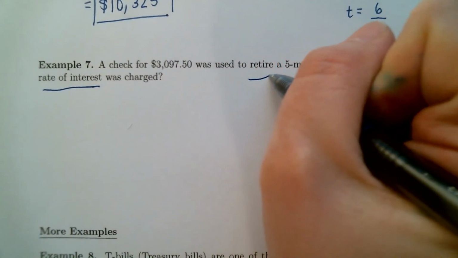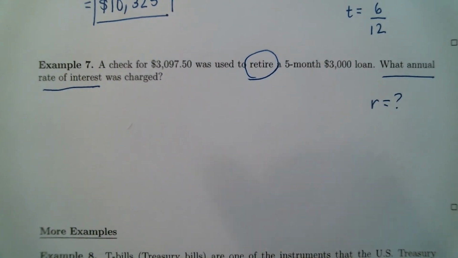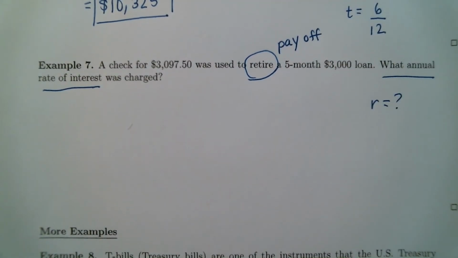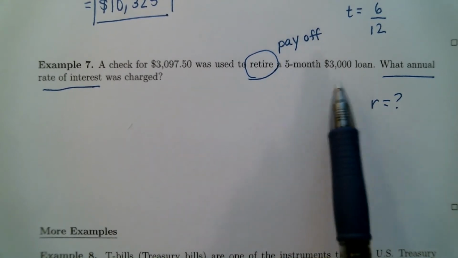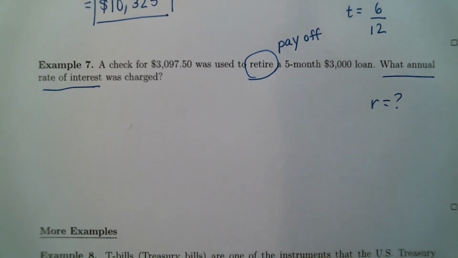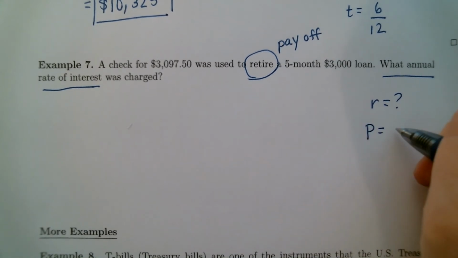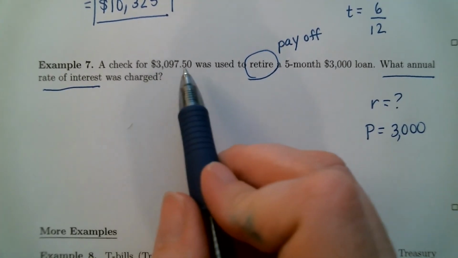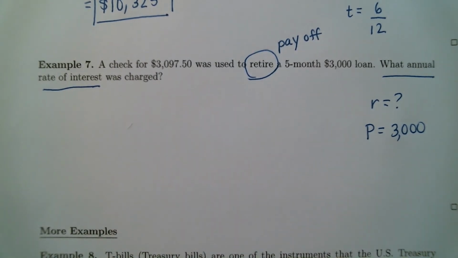So this word retire, if you're retiring a loan, that just means you're paying off the loan. So the check was used to pay off the loan. If you read this, the amount of the loan was $3,000. So that's going to be your P value, how much money was borrowed. This other value is the A value. This cannot be the interest. You can't have $3,097.50 worth of interest on a $3,000 loan, especially if it's only for 5 months. That doesn't make any sense.